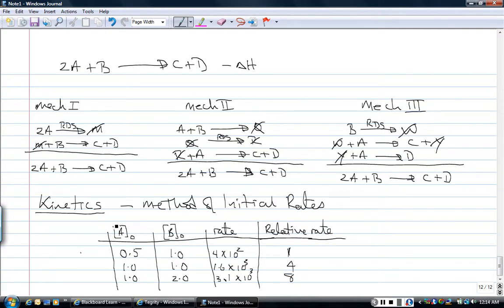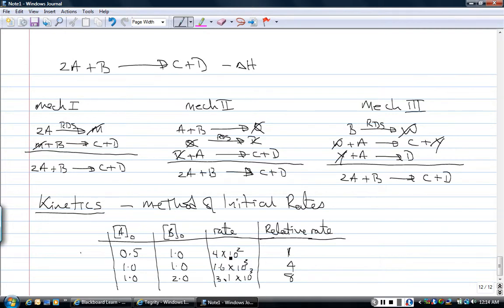Now, if you notice then, I've done several things. I've only made up 2 stock solutions of each reagent. I am changing the concentration of one reagent at a time. So this is my reference line. I kept the concentration of B constant, and I doubled the concentration of A. Then I kept the concentration of A constant, and I doubled the concentration of B. And I measure the rate of the reaction.